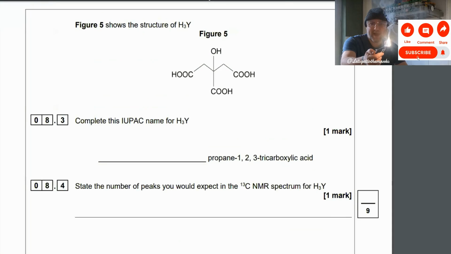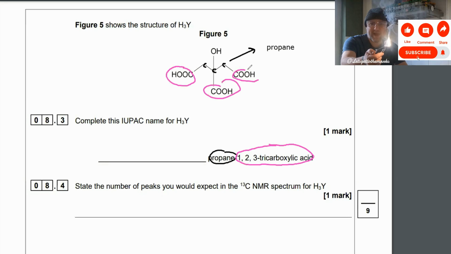So moving on to the last 2 marks of this question, we've got 8.3, complete the IUPAC name for H3Y. Figure 5 shows the structure of H3Y, and we can see it right here in front. So we can see, first of all, there are 3 carbons in the main chain. Well, that's where we get the name propane, okay? Then we can see there are 3 carboxylic acids, one coming off the first carbon, one off the second, and one off the third in the main chain. I've circled the name in pink here. Here are the 3 carboxylic acids. So this has already been done for us, the propane 1,2,3 tricarboxylic acid.